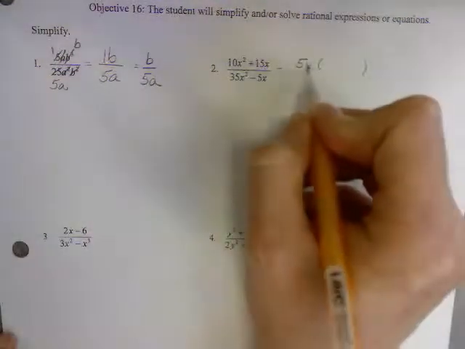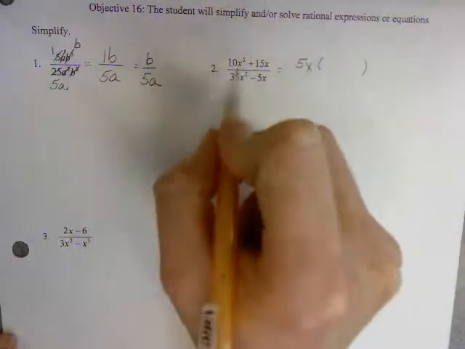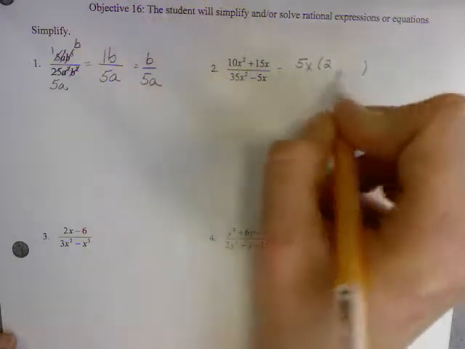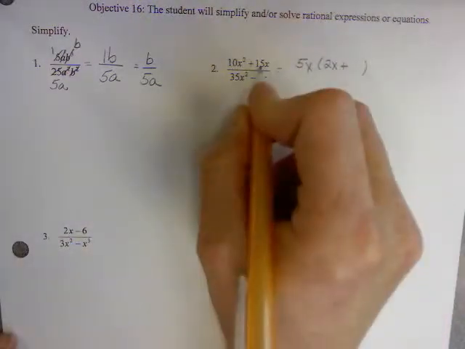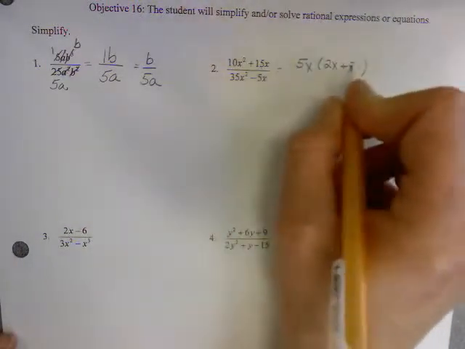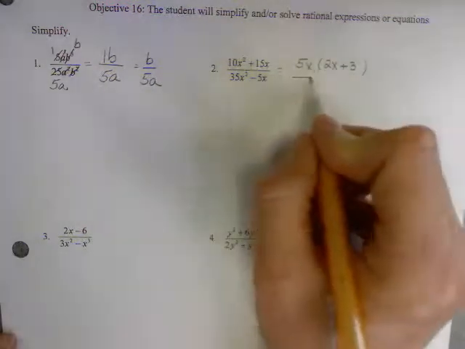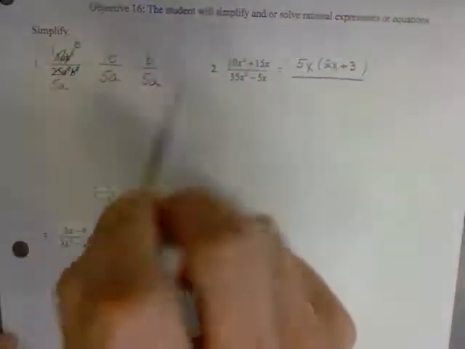Factoring out a 5x means we divide a 5x out of the 10x squared. So 10 divided by 5 is 2. And x squared divided by x is x. And then 15 divided by 5 is 3, and x divided by x is just 1, so we don't need to write that. The denominator is factored by taking out a GCF.